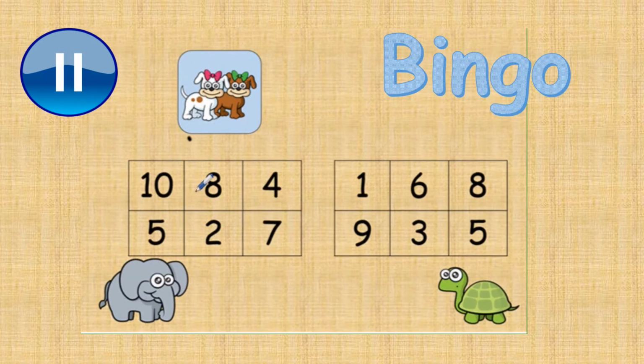How many dogs can you see? That's correct. There are 2 dogs on the card. Can you find number 2 on your piece of paper? Can you put a cross through it? Just like mine. So we know that we've used 2.